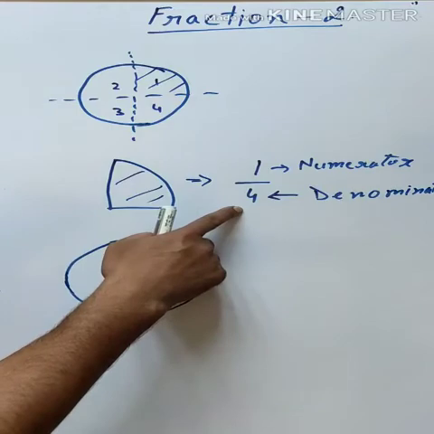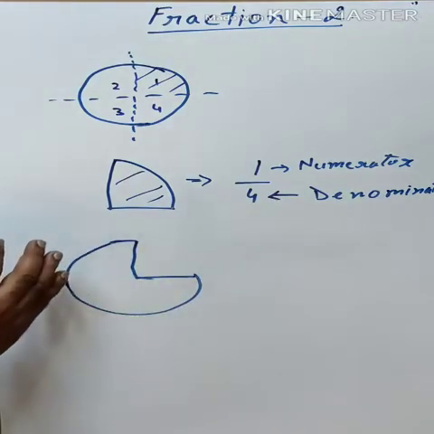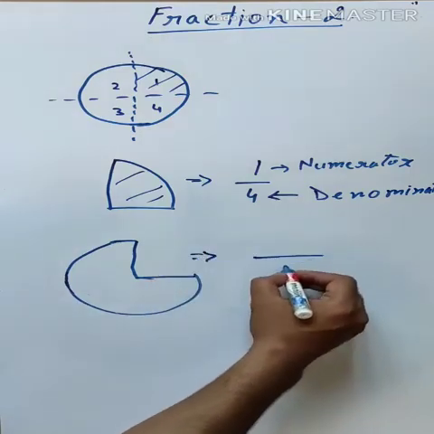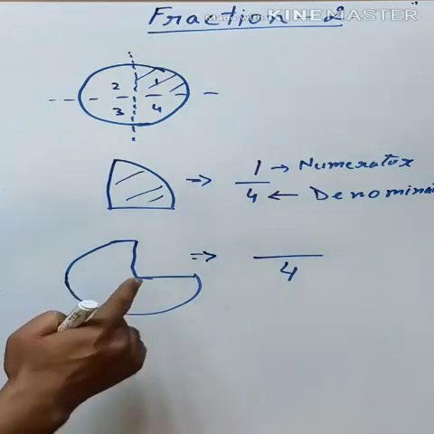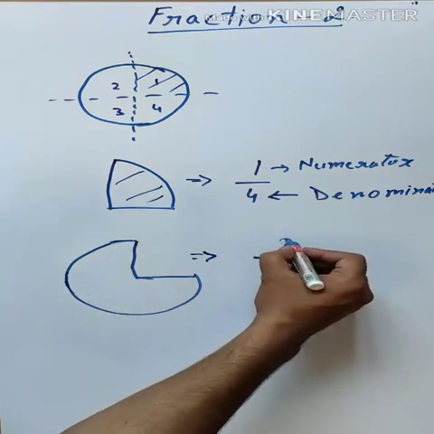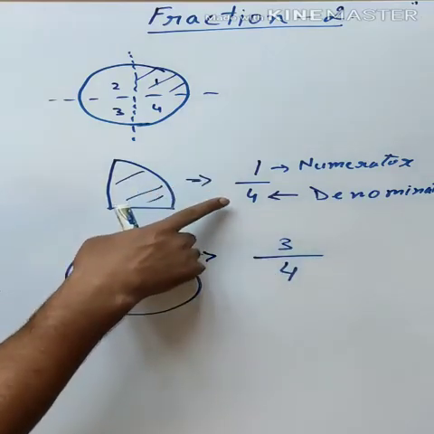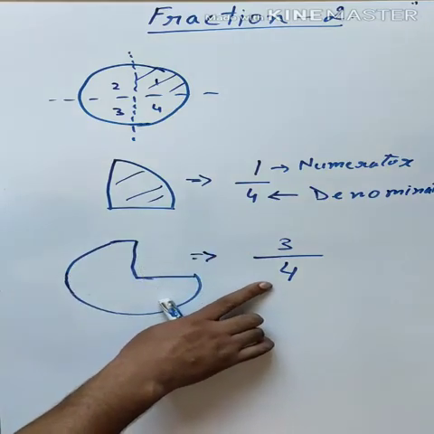Now if I ask the question, what is the remaining part, and we have to write this remaining part in fraction. So in the whole cake, how many parts are there? 4. And how many parts does the remaining part contain? 3. So 3 by 4 is the remaining. So you have eaten 1 by 4, and 3 by 4 is left.